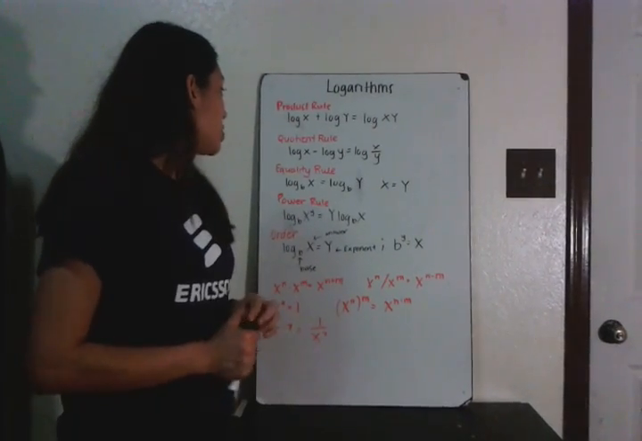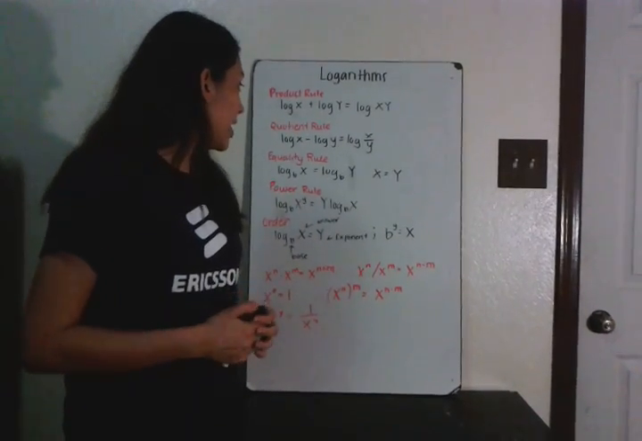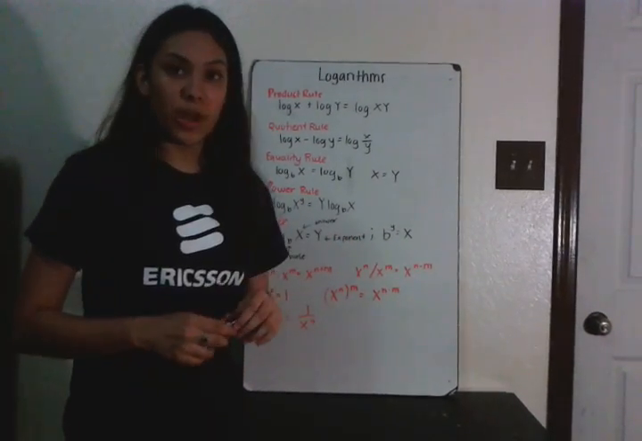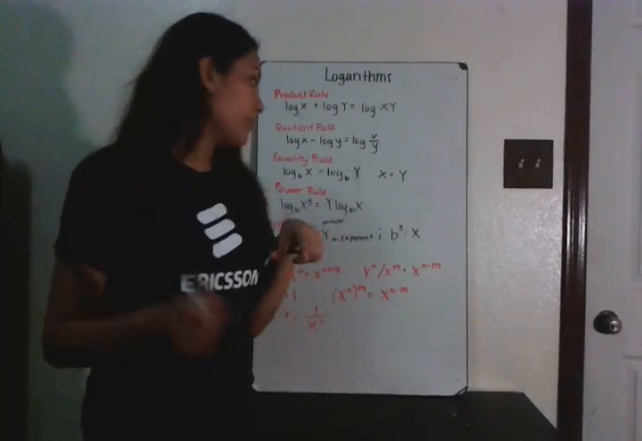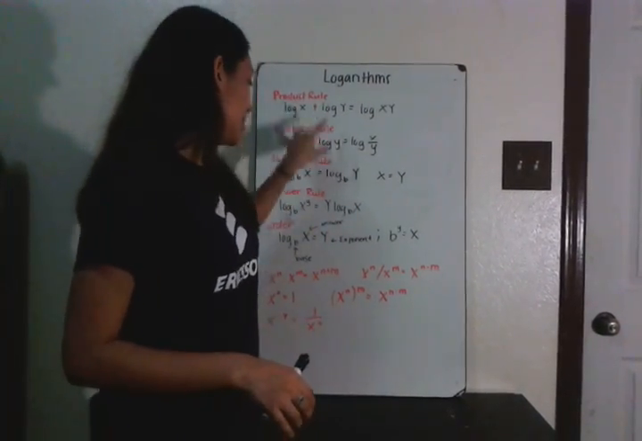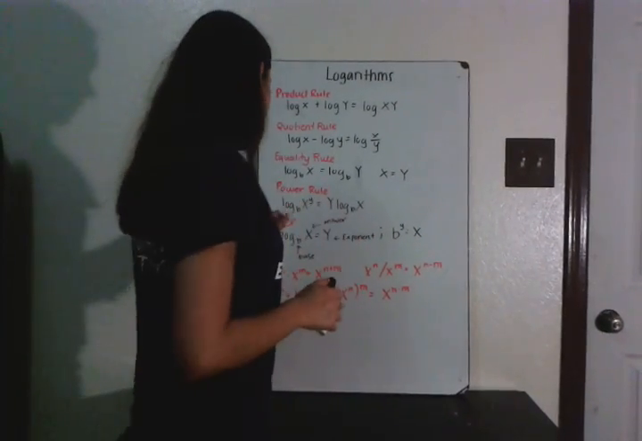The next one is the quotient rule, and the quotient rule says that log x minus log y is equal to log x over y. So when you're subtracting, you're going to go ahead and divide the two numbers that are there. As long as they have the same base, and this is for all of the rules, then you can apply these methods to it.